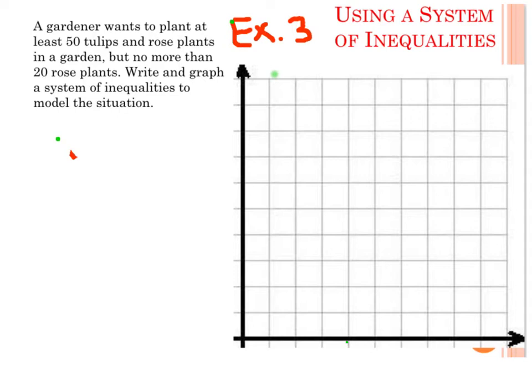Now, we want no more than 20 rose plants. So we want more tulips than roses, and we cannot have any more than 20 rose plants. So I'm going to let T be tulips, and I'm going to let R be roses.